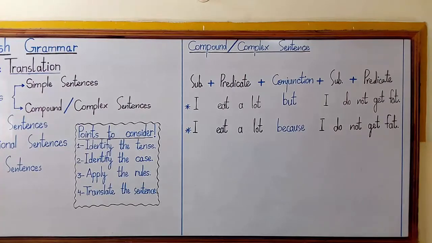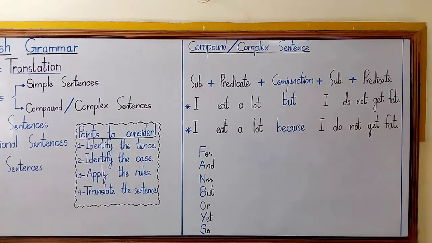Now tell me which sentence is compound and which sentence is complex. If you remember fanboys, let me write fanboys on the board. Wait for a while. Here you are, my brothers. Fanboys on the board. Now you can see I eat a lot but I do not get fat. The conjunction but. Does this conjunction but belong to these 7 fanboys? For, and, nor, but. Yes, but is there in the fanboys. It means this but is a coordinating conjunction, and this sentence I eat a lot but I do not get fat is a compound sentence. Very right.